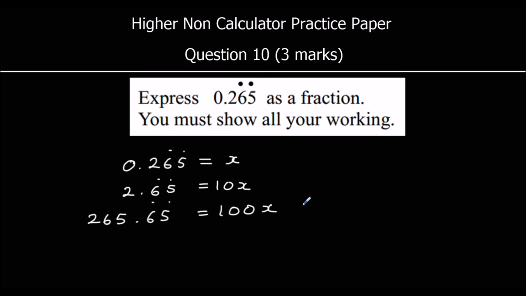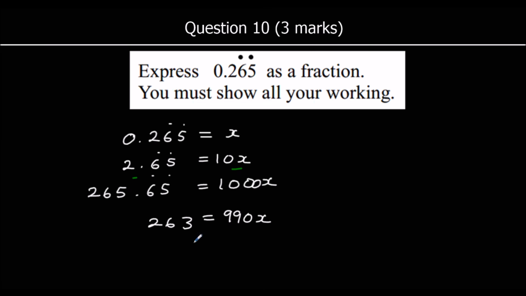I can get rid of the recurring bit by taking them away. It's 1,000. So 1,000 take away 10 is 990. 265 point something take away 2 point something is 263. And then divide both sides by 990. So we've got 263 over 990.